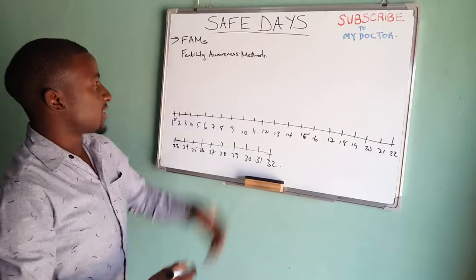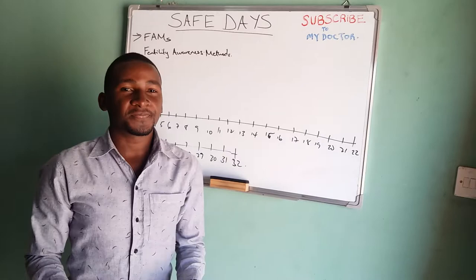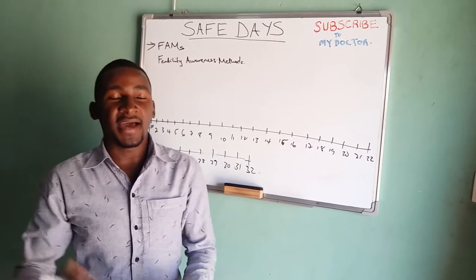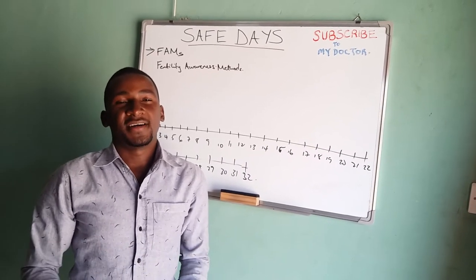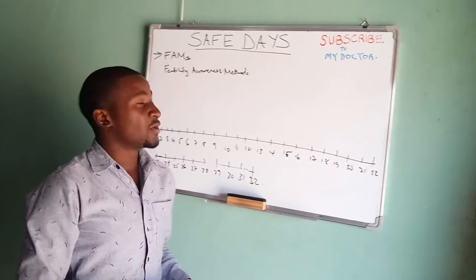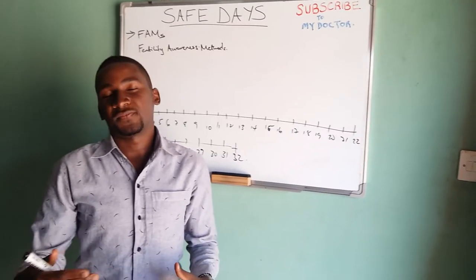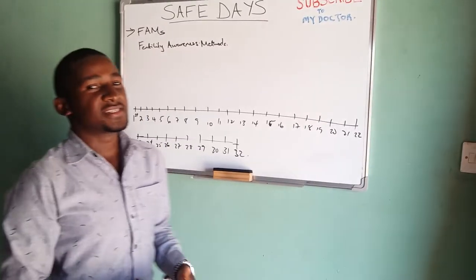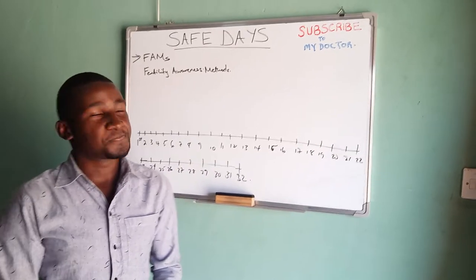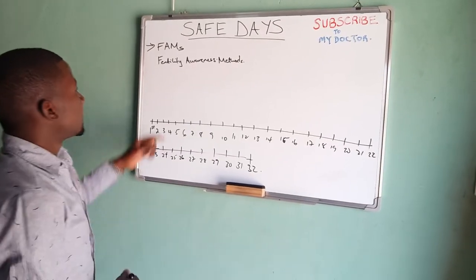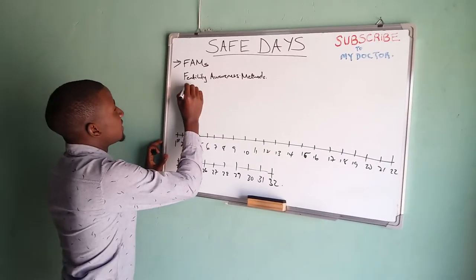And what do these methods do? Methods are used in a way that women are able to track their days or the menstrual days, and they are supposed to know the day when ovulation occurs. And knowing when ovulation occurs, they can know exactly when the safe days will be and the unsafe days. So one of the methods you can use is the temperature method.